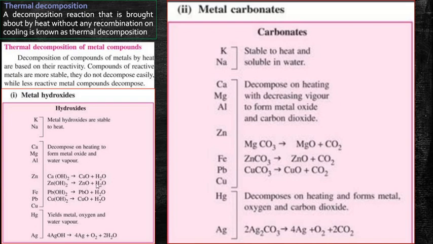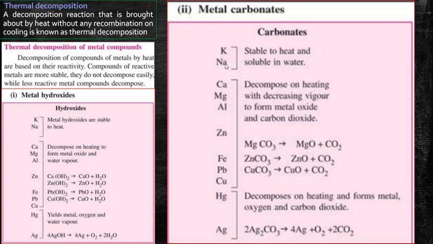And mercuric hydroxide and silver hydroxide yield the respective metal, oxygen and water vapor. So mercuric hydroxide on heating produces mercury, oxygen, water. Silver hydroxide produces silver, oxygen and water. Understand? Then metal carbonates. Metal carbonates means sodium carbonate, potassium carbonate, calcium carbonate, aluminum carbonate, all these are metal carbonates.